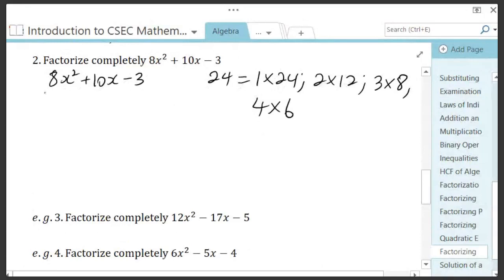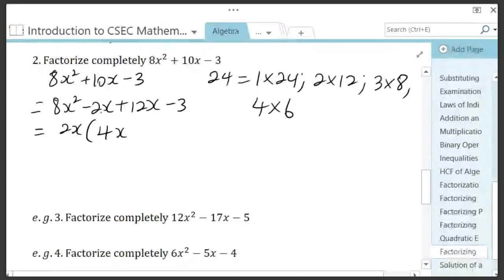So this is 8x squared minus 2x plus 12x minus 3. Okay? So the HCF of the first two terms here is 2x. 8x squared divided by 2x is 4x, minus 2x divided by 2x here is minus 1. Repeat the brackets here.